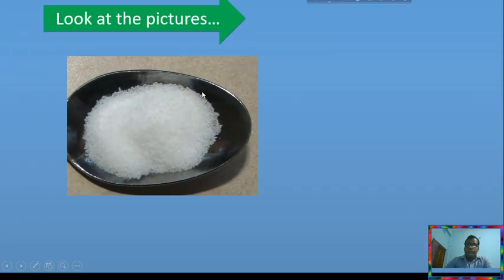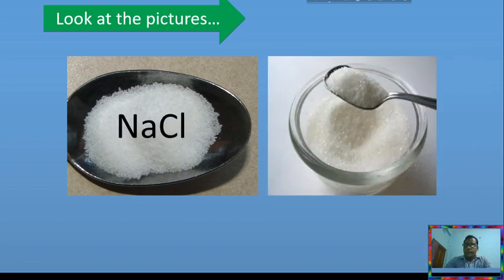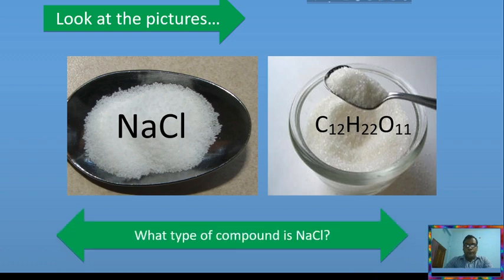So dear students, look at the picture. This is the first picture for you, and I think you know the name of the substance. Actually, this is table salt and its chemical formula is sodium chloride. And another picture is here, and this is table sugar and its chemical formula is C12H22O11.